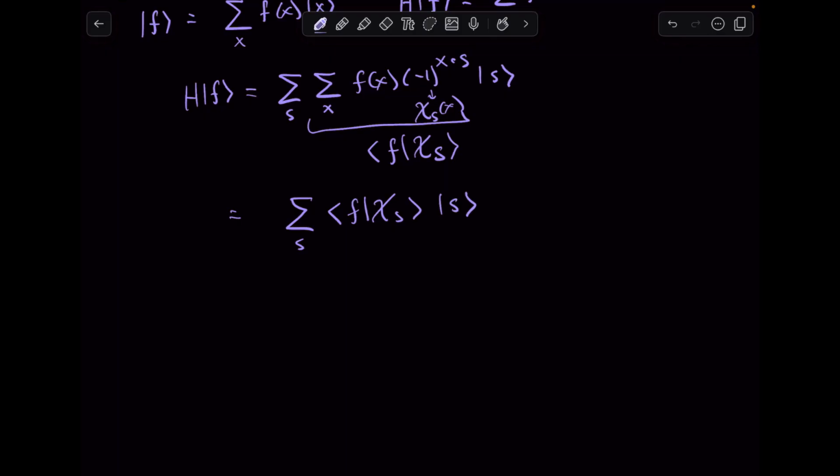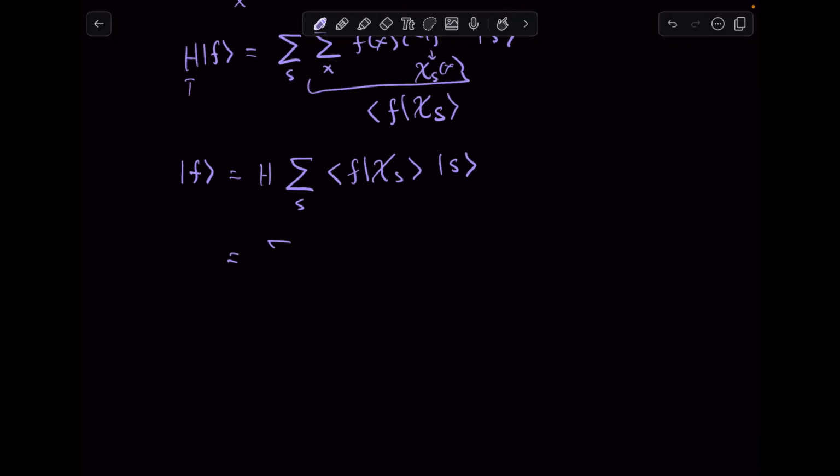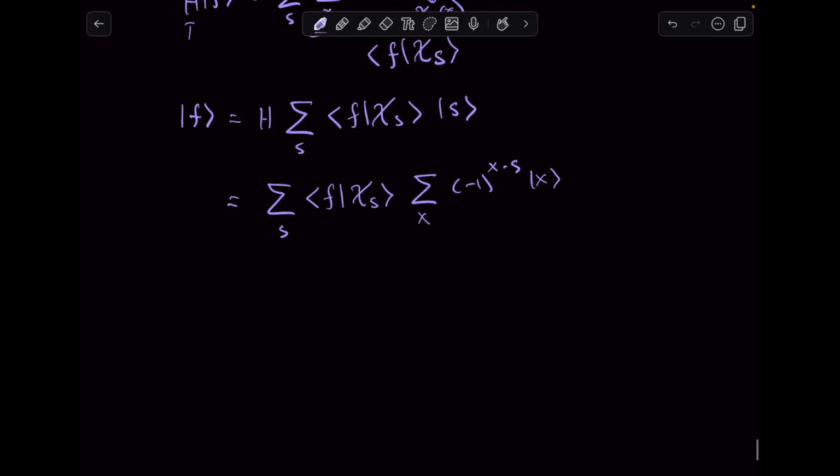And now what we can do is say, okay, H is a unitary transformation and it happens to be its own inverse. So if we apply H again to f, we just get f on the left-hand side. And then if we apply H over here, what do we get? We can just quickly calculate this. And here we're going to get a sum over (-1)^(x·s) of x. And this thing is just chi of s. So that's chi of s as a function or a vector.